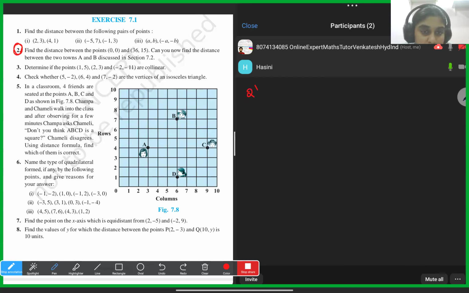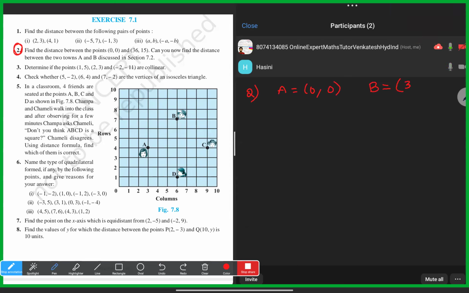Find the distance between the point (0, 0) and (36, 15). Can you now find the distance between the two towns A and B discussed in section 7.2? Hasni, the distance between the points (0, 0) and (36, 15), we will first finish it. So A is (0, 0), which means the origin, and B is (36, 15).